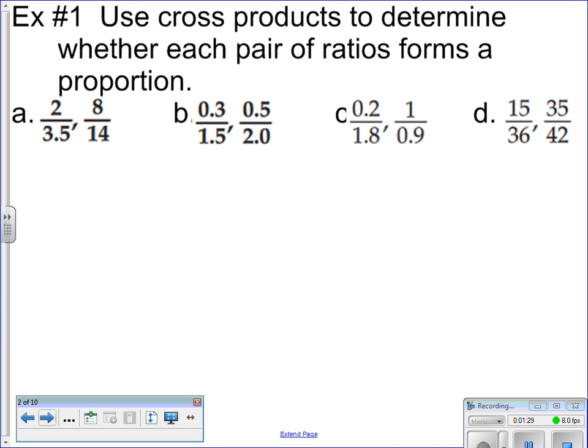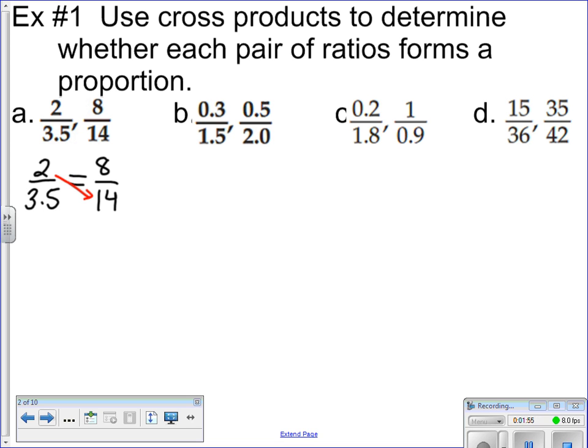So here we have 4 sets of ratios. We want to know if they actually make a proportion. So what we're trying to figure out is, are the two fractions equal? Does 2 over 3.5 equal 8 over 14? We don't know if that's true. And the way we find that out is to cross multiply.